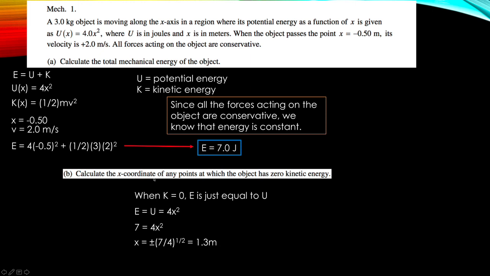So part B asks us to calculate the x-coordinate of any points at which the object has zero kinetic energy. So when K is equal to 0, E is just equal to U. You can look at this equation here, and if you plug in 0 here, E is equal to U. And U, as given by the question, is just 4x squared. So we have that the total energy is 7 joules, as we found in part A. So we just put that here. We have U is equal to 4x squared, we solve for x, and we get that x is equal to 1.3 meters.